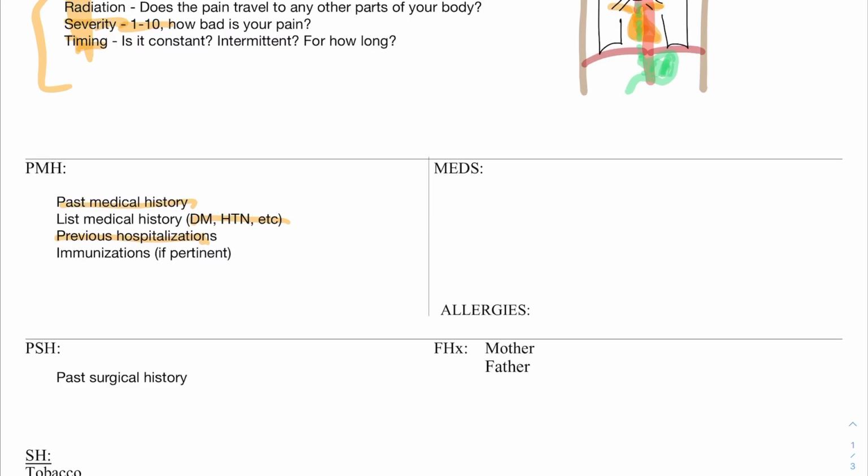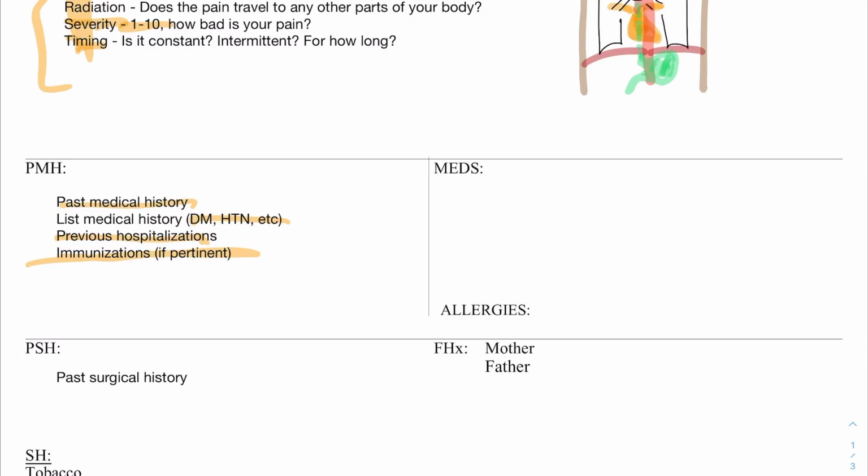And then the other one in the past medical history that I like to ask is immunizations. Now, I only really ask that if I'm dealing with something that is pertinent to know. So if somebody's coming in with chest pain and I'm thinking shingles, well, did you get your shingles shot? And if they say yes, maybe not so much shingles.